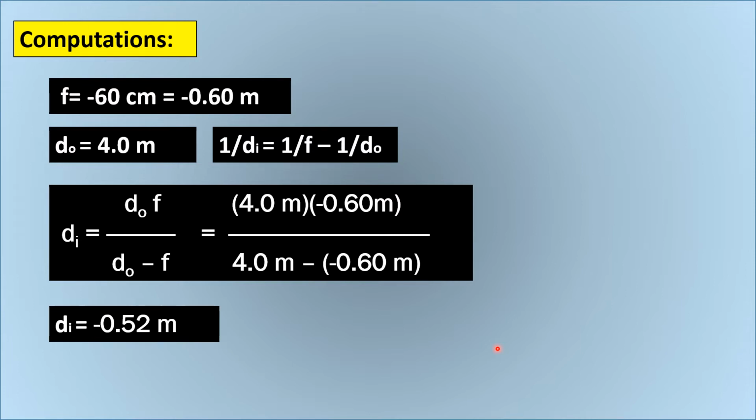Since it is negative, we say that indeed the image formed by the diverging lens is virtual. A negative di means that the image is virtual, and that simply means that the image is formed to the left of the diverging lens, and that agrees with the earlier ray diagram illustration.